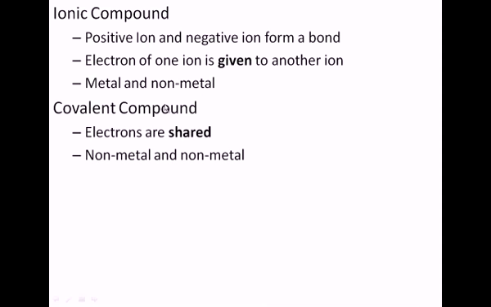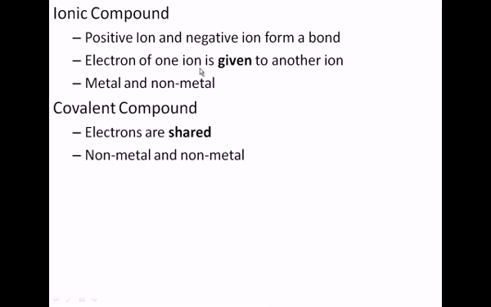Hi, it's Mr. Lum again, and today we're going to be looking at ionic compounds. Ionic compounds are when positive ions and negative ions form a bond. In other words, an electron or electrons of one ion is given to another ion. This is usually done between a metal and a non-metal.